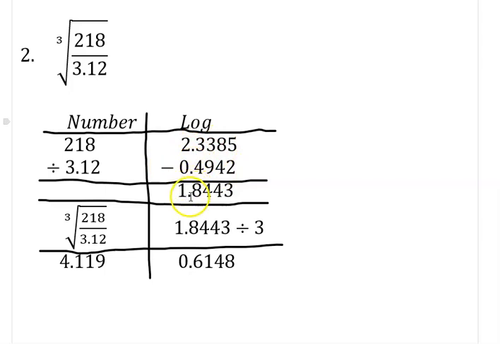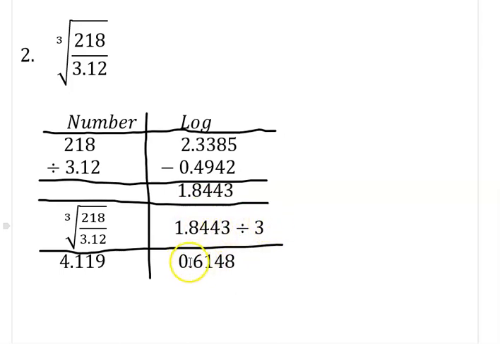Our result will be what? 1.8443. Now we are done with what we have here, but the question says it is cube root. Now this cube root in indices, if you still remember, is the same thing as all this raised to power 1 over 3. If it is square root, we just divide our result by 2. But now we have cube root. Our result here, we just divide it by 3, so 1.8443 divided by 3.